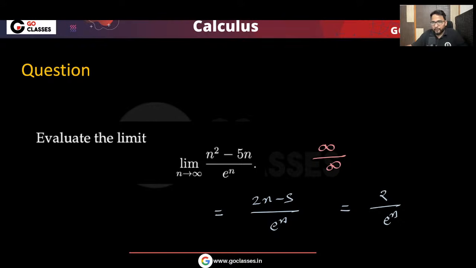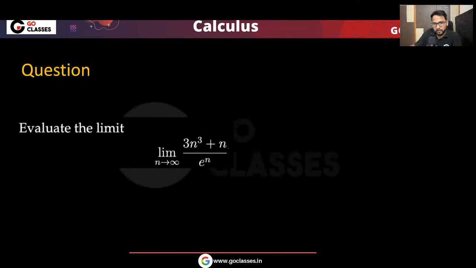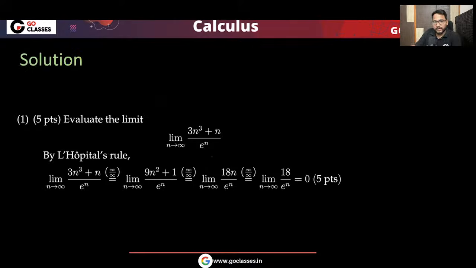You just put n tends to infinity. And then what you will be getting? This is infinity. So that's why you are going to get 0 as answer. Let me know if you have understood this. Okay. Cool. So let's just solve this. Just differentiate again and again, and then again you are going to get 0 as answer.